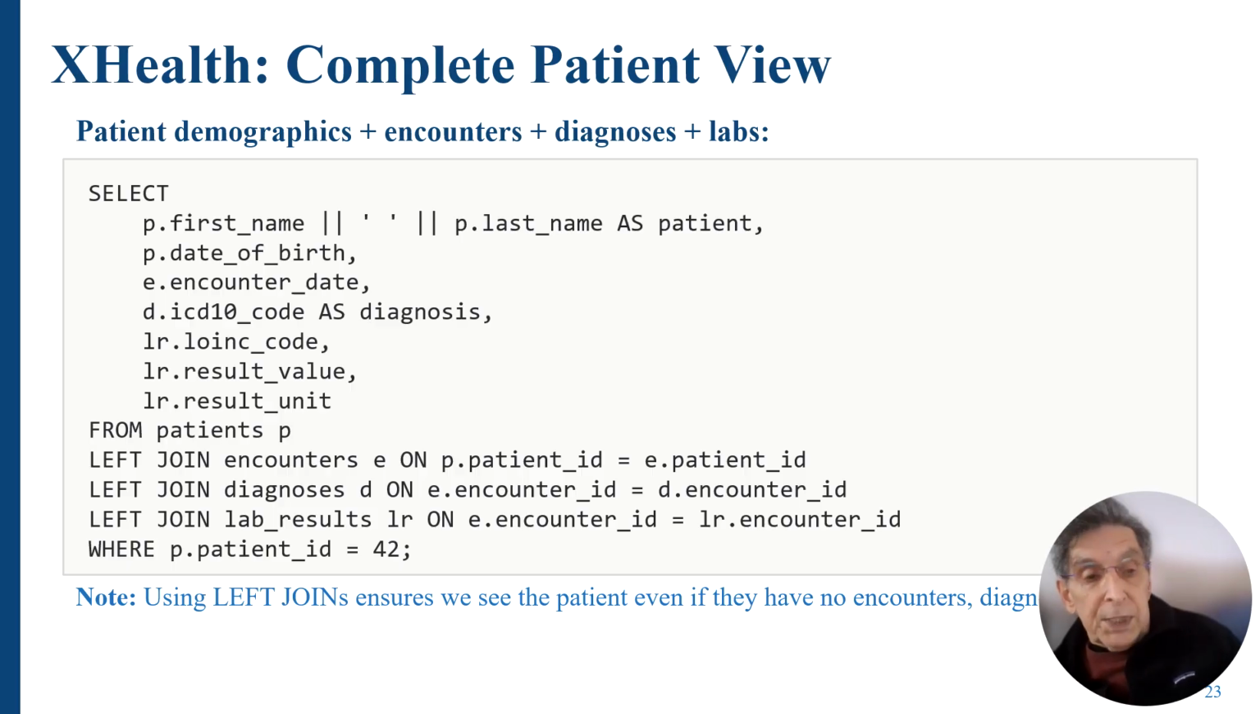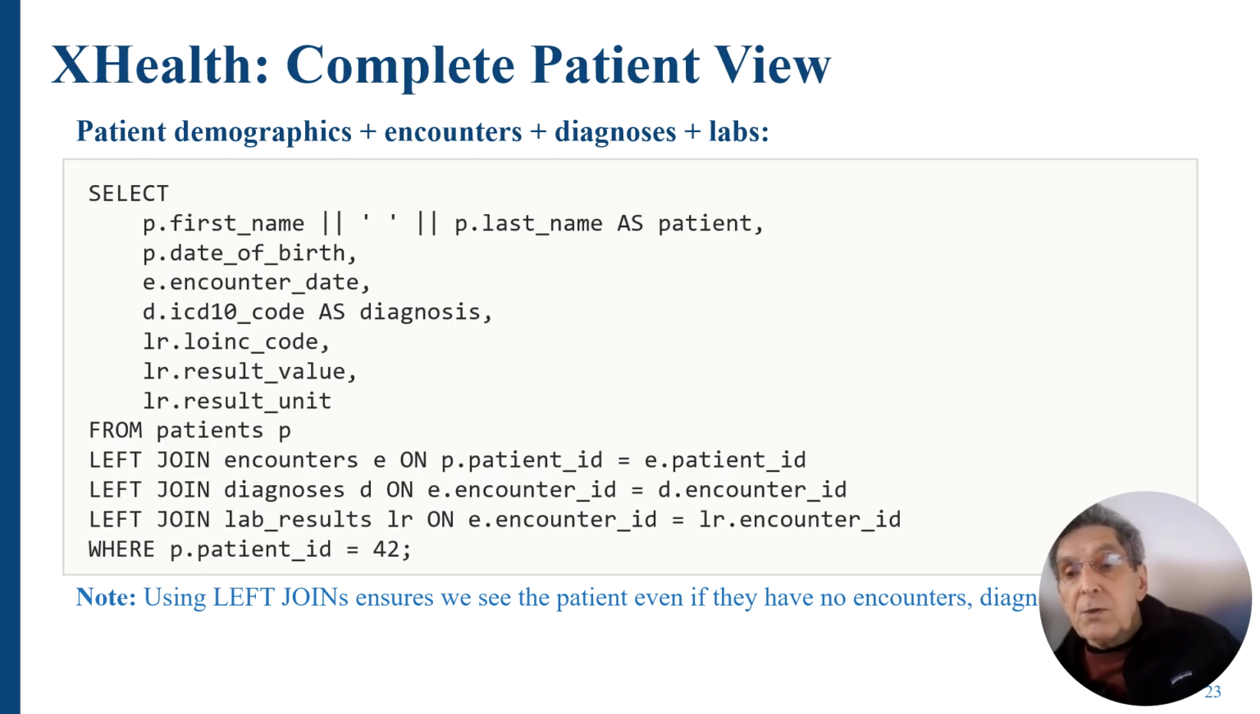All right, let's look at our complete patient view. We want to look at a lot of patient data. This query demonstrates building a complete patient view using multiple left joins. We want demographics, encounters, diagnoses, and lab results for patient number 42. And we want to see the patient even if some of that data is missing. So what do we do? We use the left join throughout, ensuring that we'll see the patient record regardless of what related data exists or does not exist.